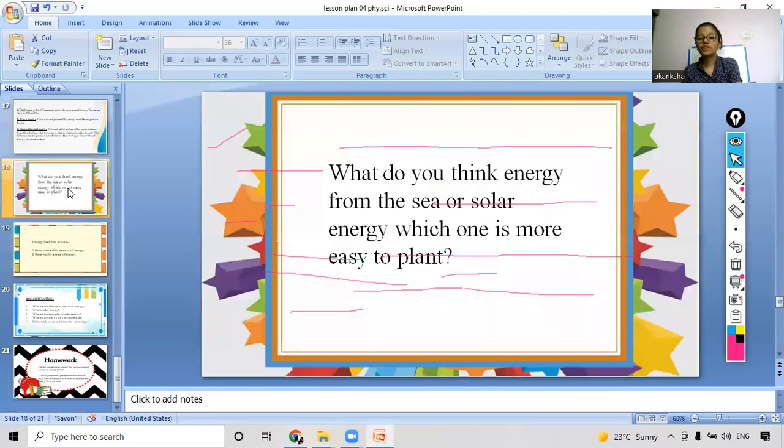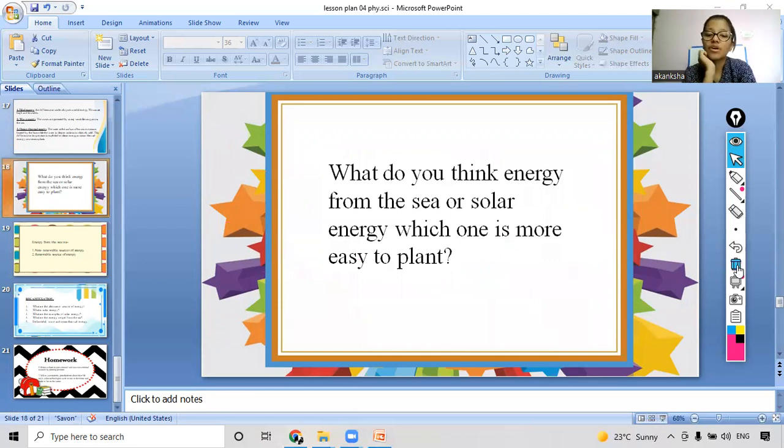Okay, now coming to the curiosity question. What do you think, energy from the sea or solar energy, which one is easier to plant? Which one can we use more easily, solar energy or the energy that we get from the sea? Okay, it is solar energy, because as we can see, we are using solar energy in more abundance than sea or tidal energy. Okay, yes, you all answered it correctly.